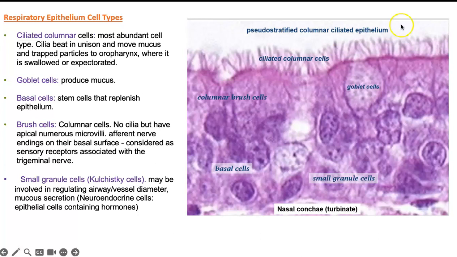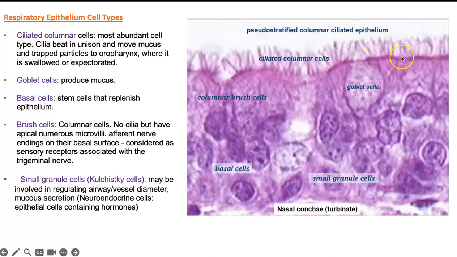Also, the epithelium has goblet cells. Goblet cells are important to secrete mucus, important for moistening and also for trapping of the particles. Also, the epithelium has basal cells. This is a basal cell right here. This cell is important for replacement of the cilia and also replacement of the epithelium, including the goblet cells.